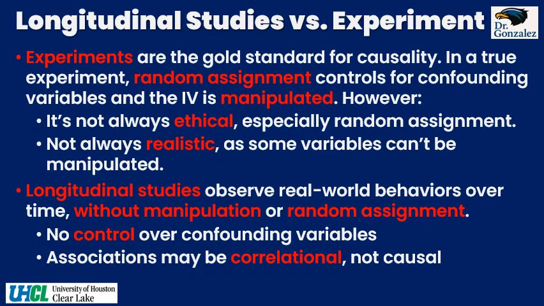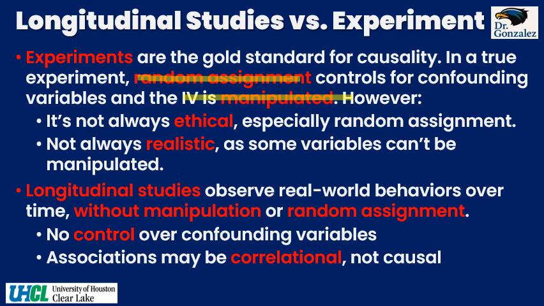So in research, the gold standard for establishing causality is an experiment. To have a true experiment, you've got a couple of things that have to be met. You've got to have random assignment and you've got to have an independent variable that is manipulated. And by manipulated, I mean purposeful change or purposeful holding constant or setting a level of that independent variable, like medication, Adderall at 10 milligrams, at 20 milligrams, at 30 milligrams.